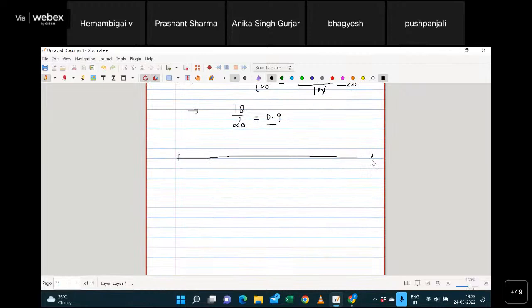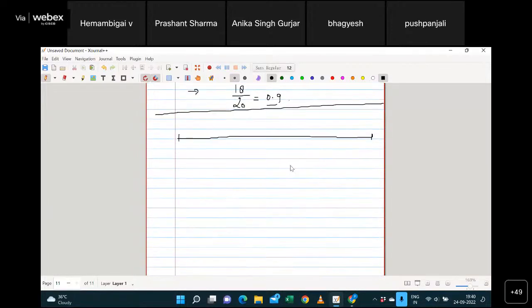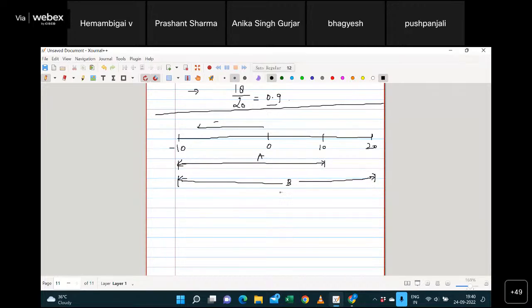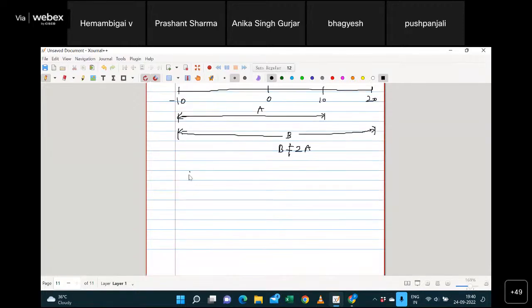Suppose absolute zero is there, which means the base is zero. Suppose this is the zero, and suppose this is minus 10, this is 10, and this is 20. Suppose it goes below the zero. Then can you say, suppose the distance from this to this is A, and from this to this is B, that B is 2 times A? No, sir. Why? Because it goes below the zero.